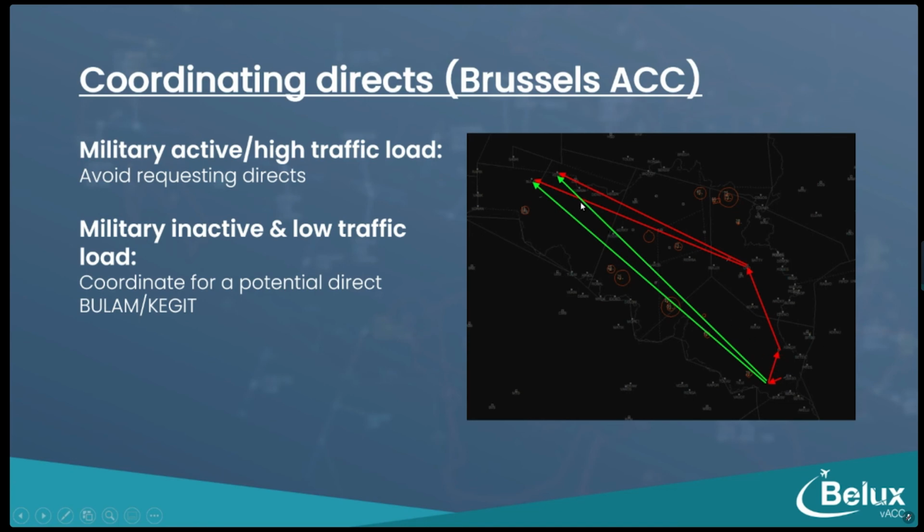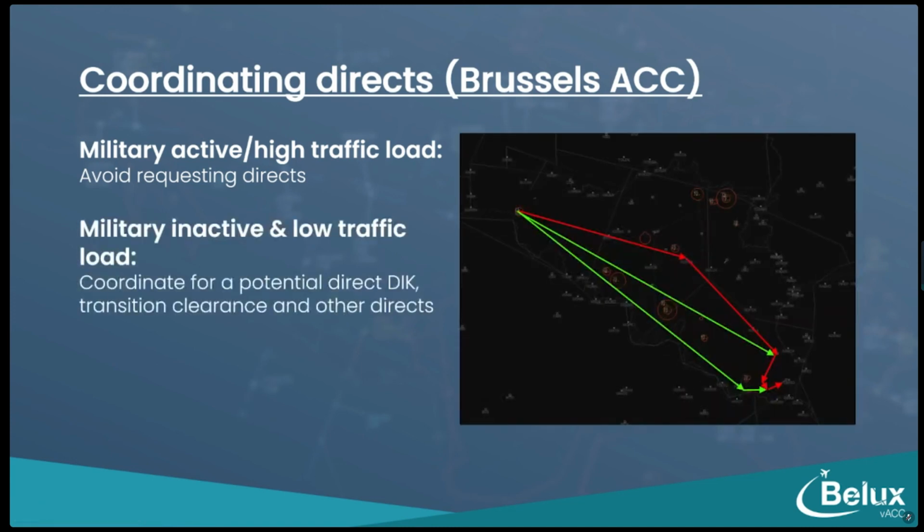So it can be easy to just say, okay, I'm going to request direct to Bulam or Kegit as Brussels control. Or you can also propose it as Luxembourg Approach if you see not much traffic around there. You can try it and coordinate on this corridor or whatever. And then you can give the pilot a huge shortcut, which is very useful. It also works the other way around.